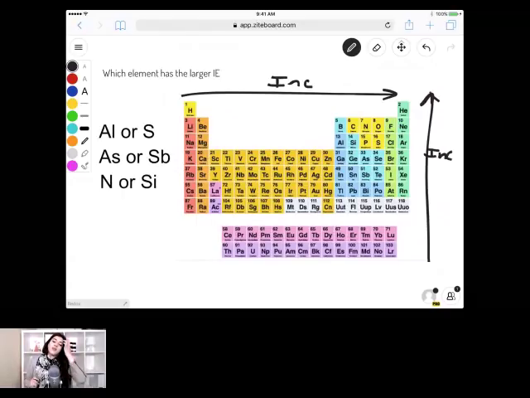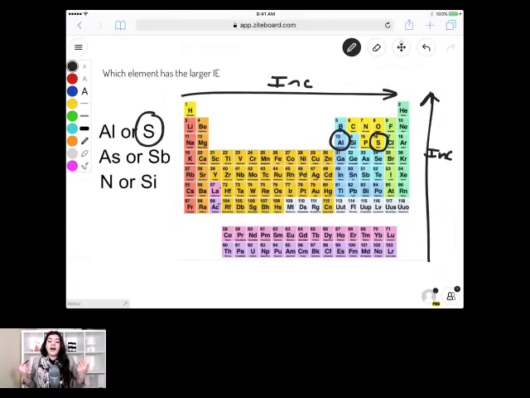So let's look at aluminum and sulfur and compare which one will have the larger ionization energy. So aluminum, which is right here, and sulfur, which is right here. Though they're on the same row, we still can figure out what our ionization energy would be. Since it's higher, as we're getting closer to the halogens or fluorine in general, we'll see that sulfur would be larger in ionization energy. So sulfur wins in that case.